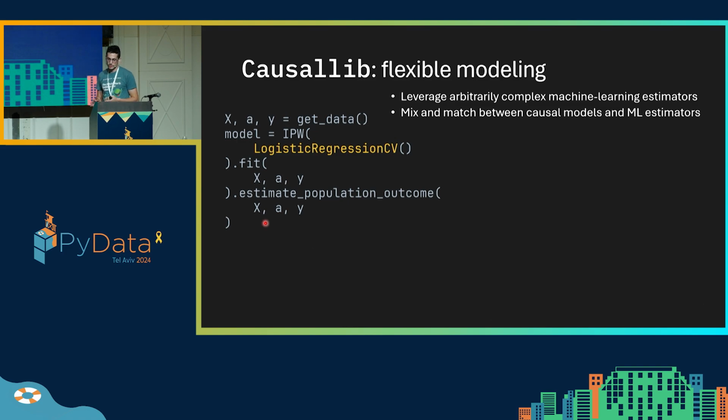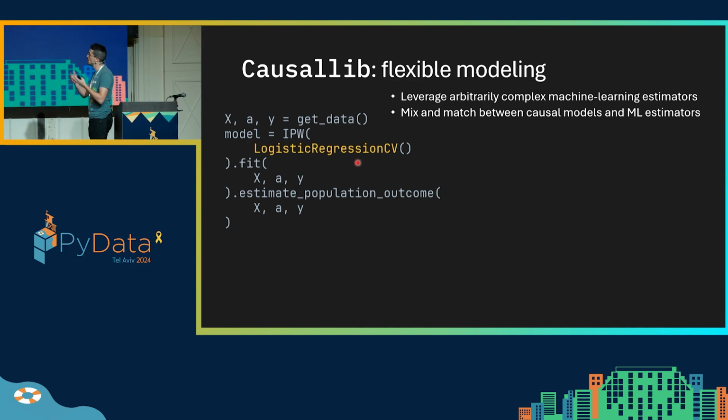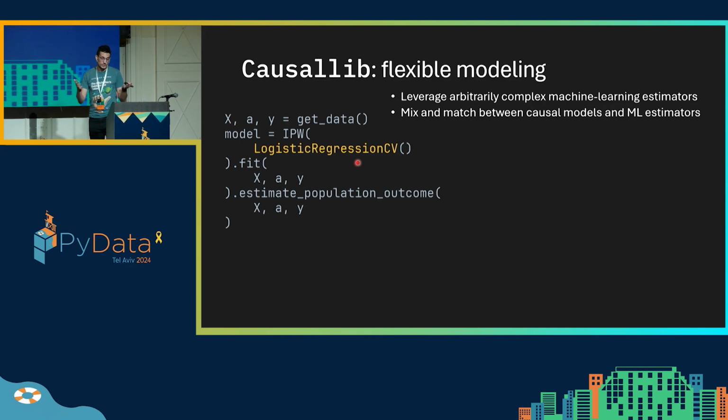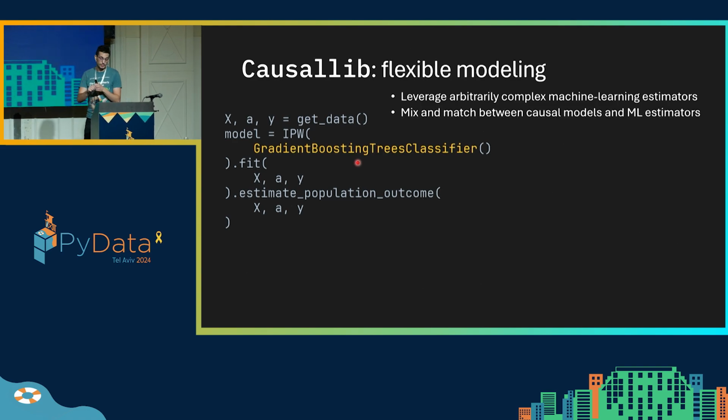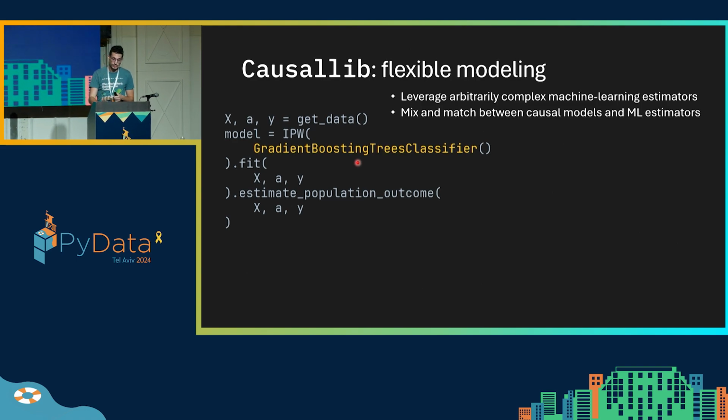But say we have high-dimensional data and we want to apply some penalty. It can be as simple as just replacing the logistic regression with some penalized logistic regression. And what penalty to use? I don't know. Let's cross-validate to find out. But say we want to introduce nonlinearities now, so we can swap the logistic regression with some additive trees model, but everything else still remains pretty much exactly the same.